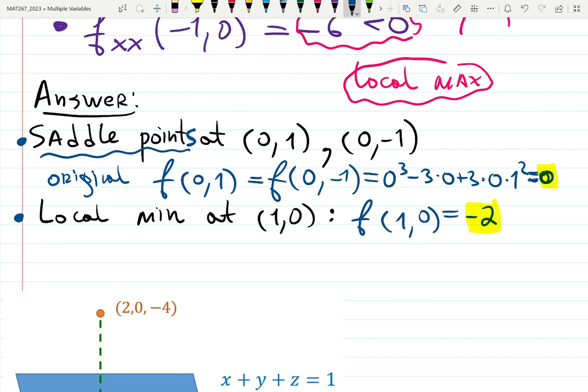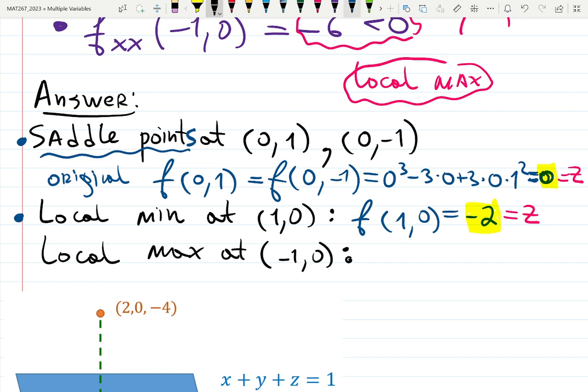Also, it's z, remember? That is my z, by the way. Let me put it in pink. This is z, the height. And the last one, local maximum. There was one hill at minus 1, 0. How high that hill is, f at minus 1, 0, plug it in, gives you 2. So it is 2 units above the sea level. So it actually makes sense: sea level, plus 2, minus 2. That is z. So 2 saddle points, local minimum, local maximum.